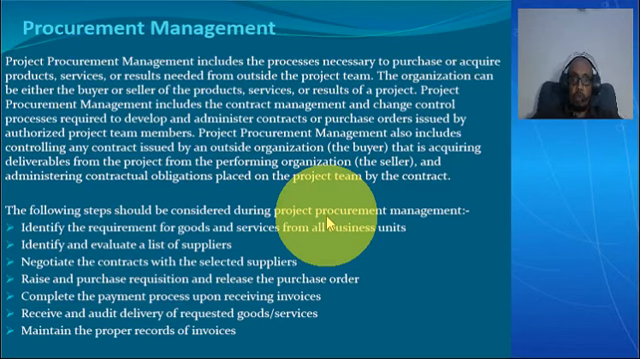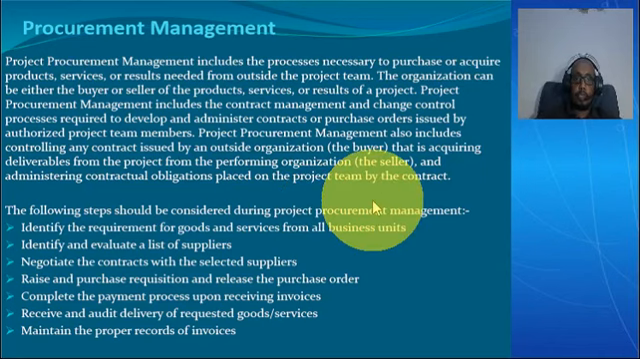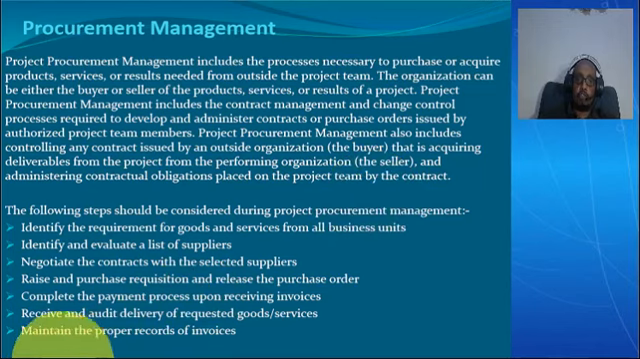Identify the requirement of goods and services for all business units. Identify and evaluate a list of suppliers. Negotiate the contract with the selected suppliers. Raise a purchase requisition and release the purchase order. Complete the payment process upon receiving invoices. Receive and audit delivery of requested goods and services. Maintain the proper records of invoices.